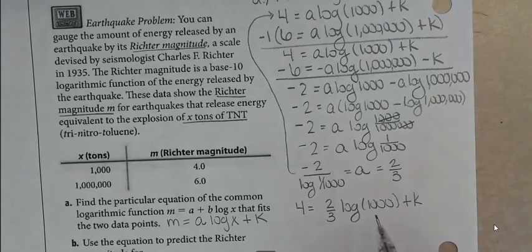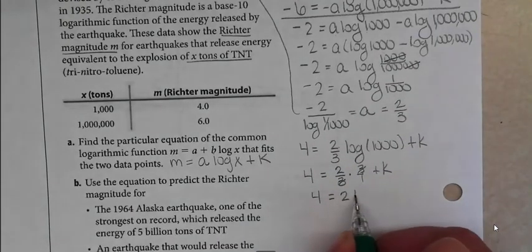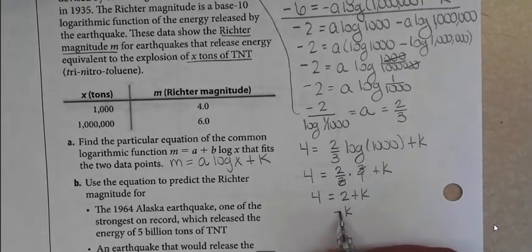And then solving for k, we end up with 4 equals, well, 2/3. Now, log of 1,000, think about that. That's 10 to what power will give you 1,000? Well, that's just 3, right? So this is really 2/3 times 3/1 plus k. So really, I'm left with 4 equals 2 plus k, or k equals 2.